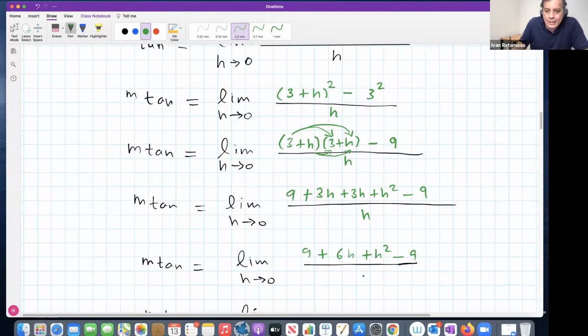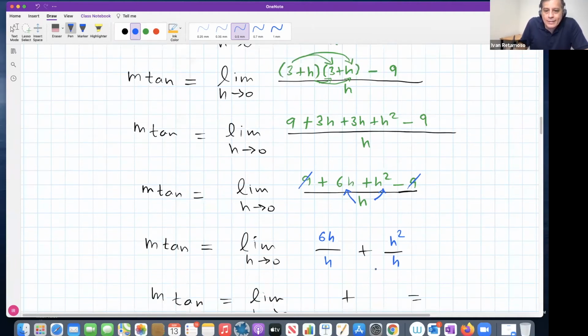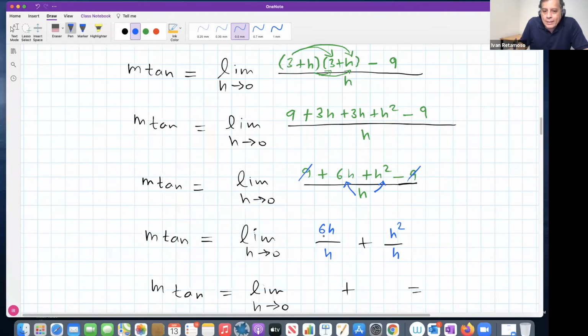Very good. So divided by h. Now you may say, Professor, you promised simplifications. Where are they? Well, here, guys. You see this guy, 9 minus 9, 0, right? Simplifications. Now, distribute the division by h into 6h over h and h squared over h, which is equivalent to factoring out h and canceling h. That also works, but let me just distribute this. So h over h is 1. So this is 6 plus h squared over h, which is h, right?